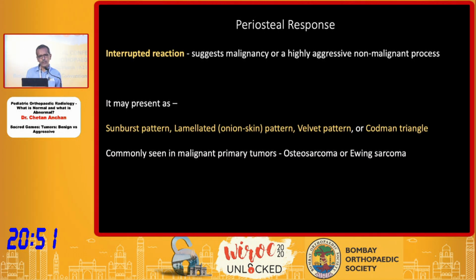On the other hand, when we come to interrupted reaction, it suggests a malignant or a highly aggressive non-malignant process, and these have been variously described as sunburst pattern, lamellated pattern, velvet pattern or Codman triangle. It does not matter which pattern it is. What you need to know is that it is an interrupted periosteal reaction.